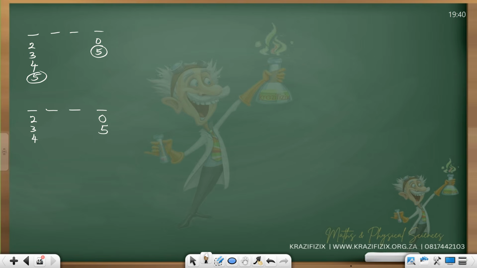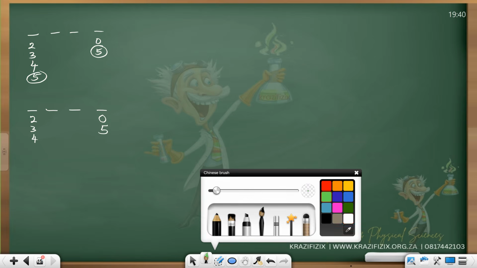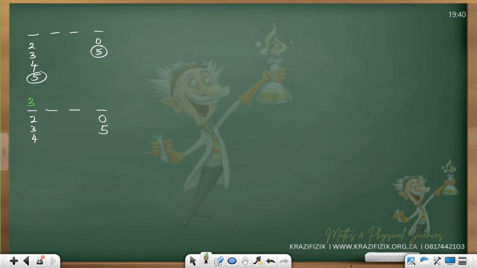Digits may not be repeated. Now, what are my options? How many options do I have here? I only have 3 options, which is 2, 3, and 4. Right? How many options do I have here? 2. The whole set is 8.